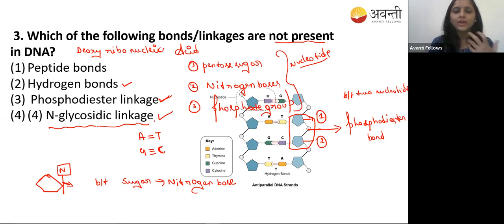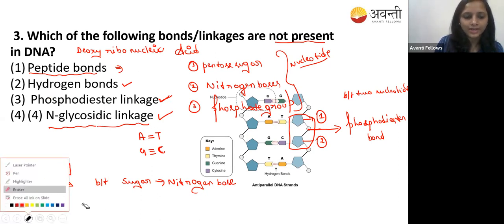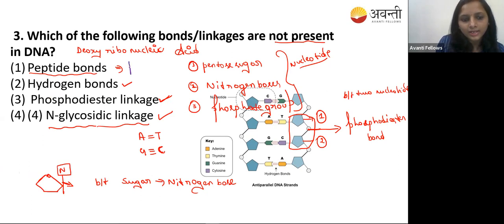Then they are asking about the peptide bond. No, we can't see the peptide bond in the nucleic acid, right? Because the peptide bond is present in proteins. It is not going to be present in the DNA, it is going to be present in protein.